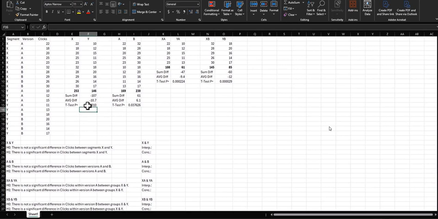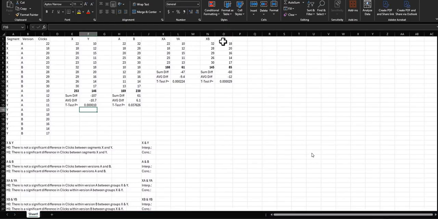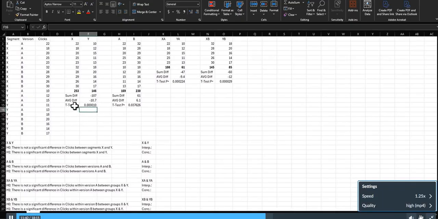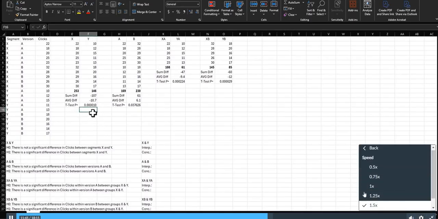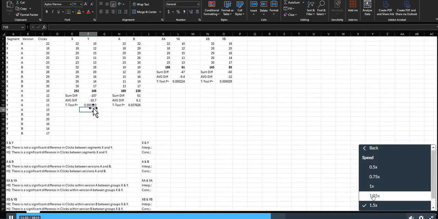All right, so we have the p-values for each of our two-tailed tests for xy, ab, xa and ya, xb and yb. Let's take a look at them. We have a very small p-value for our xy t-test, and knowing from the assignment that our significance level, our alpha, is 0.05, is this less than 0.05? Yeah, it is.